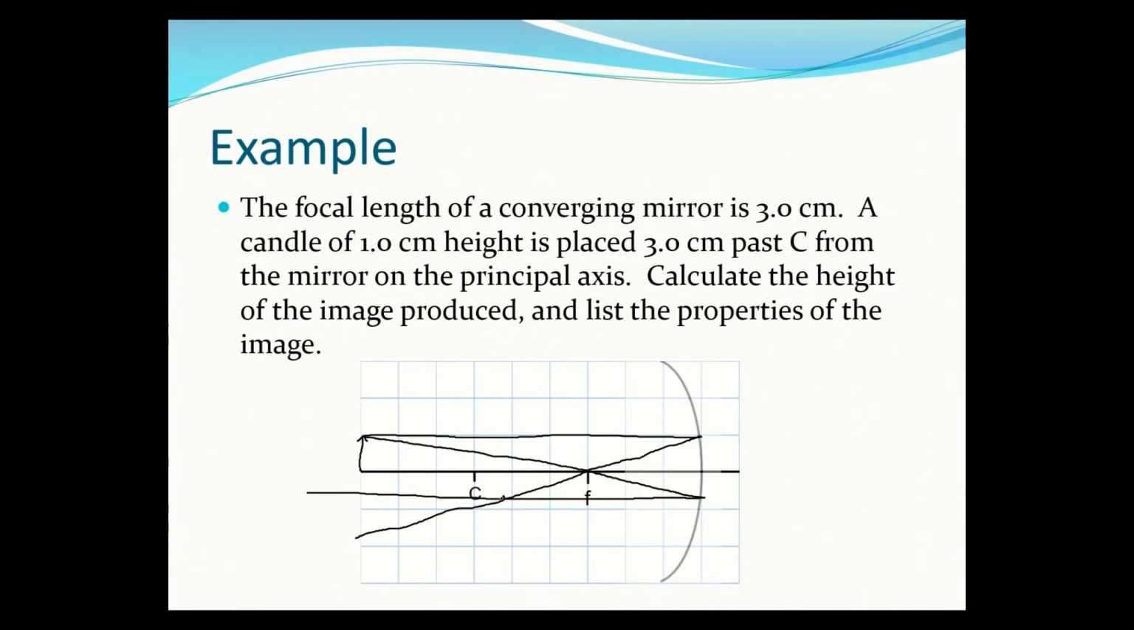And you already see that your image produced is right here, but I can finish it off by making it go through C and then back through C like that, and we produce an image like that. You can see that your image is smaller, it's inverted, and it's real. So that's one way. You can always use the ray diagram to figure out your characteristics, but we can also use the formula to calculate this. So let me just clear off that mirror.